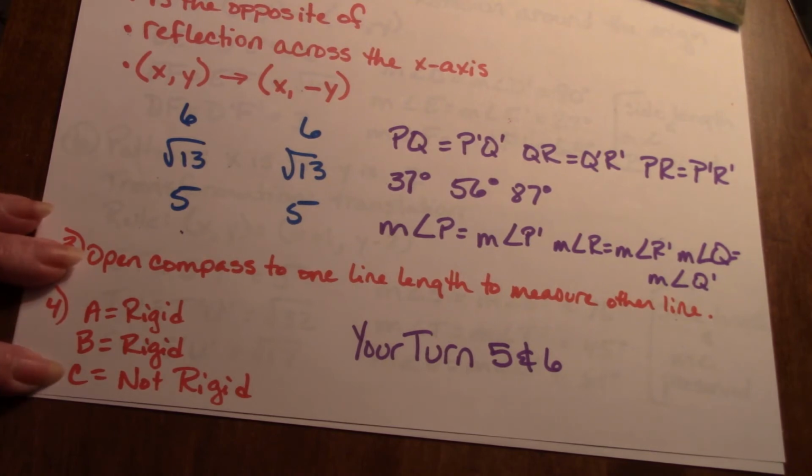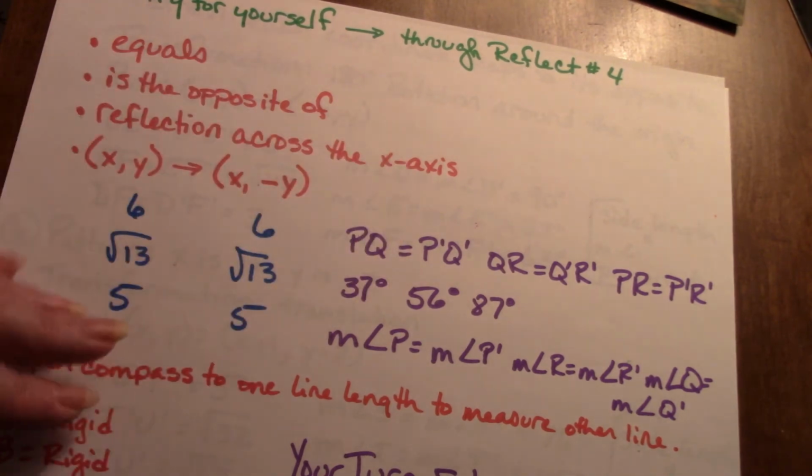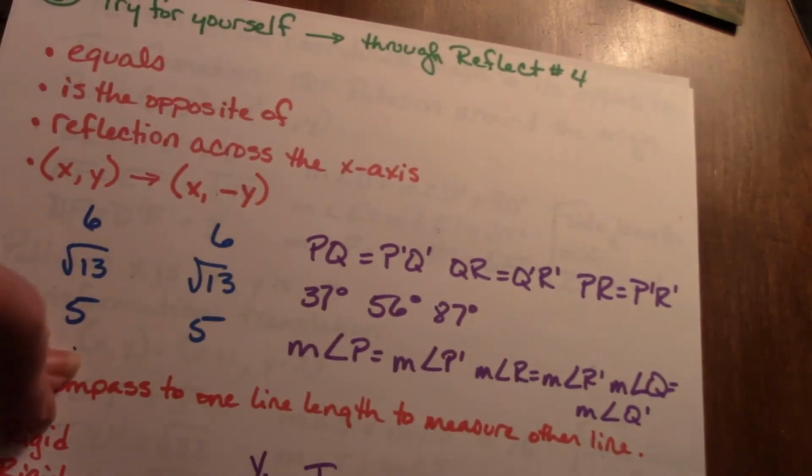So take a minute to try your turn numbers 5 and 6 to make sure that you can do this walking through it all on your own. Pause here and come back when you're done.